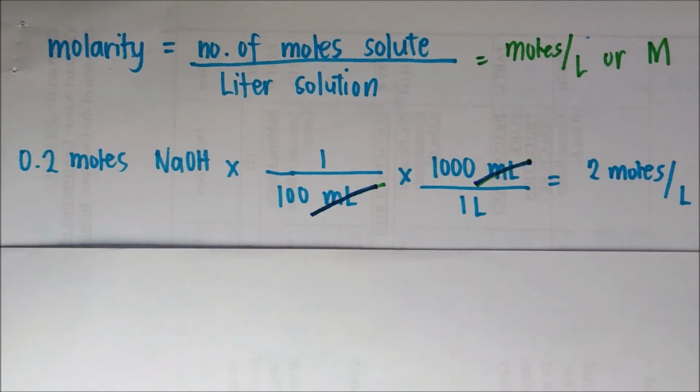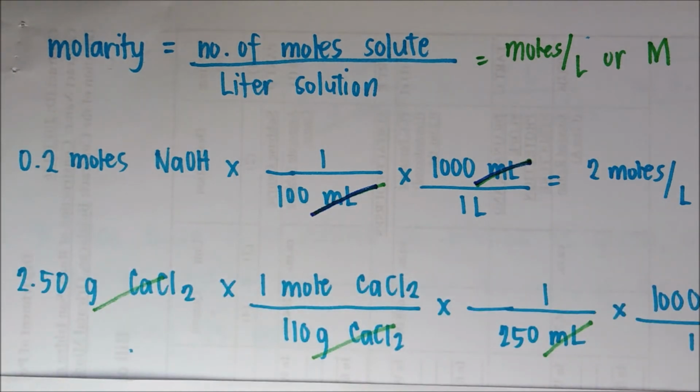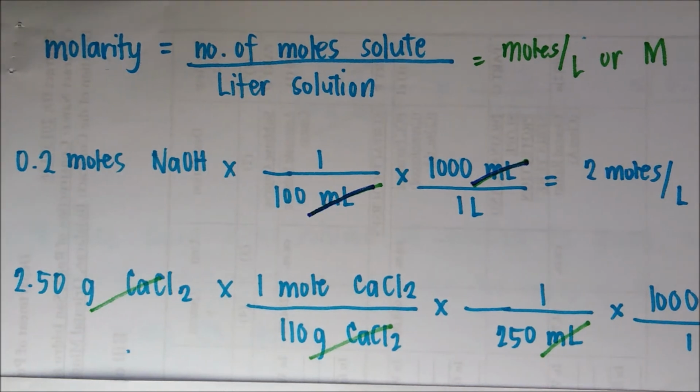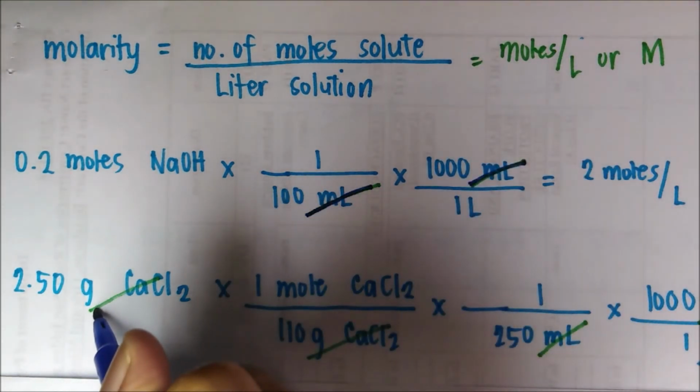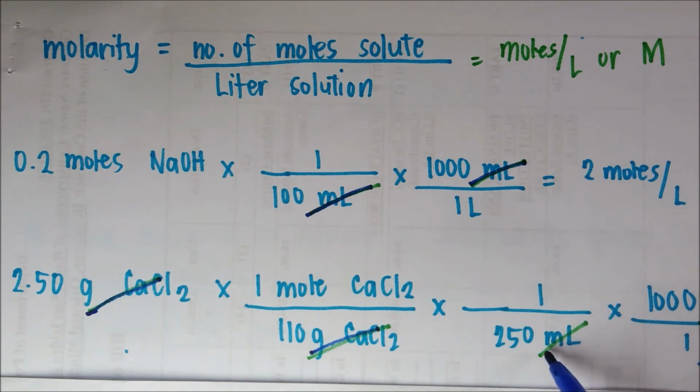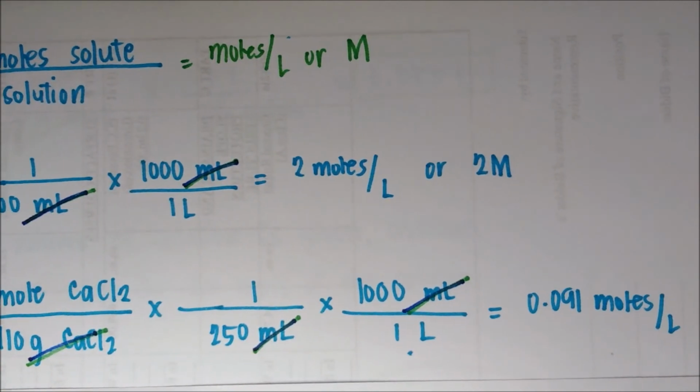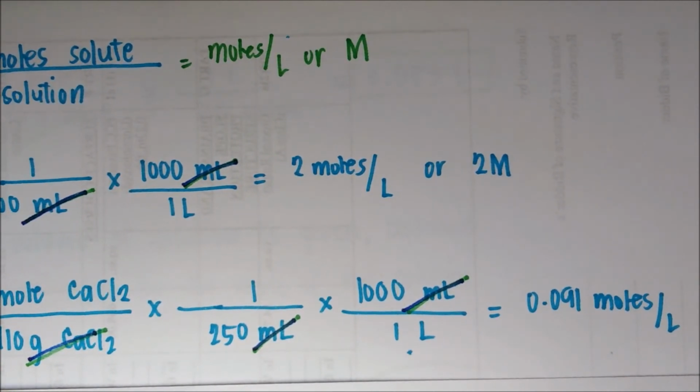Next we're given 2.5 grams calcium chloride in 250 milliliters solution. Again, we have a conversion. Since the mass of calcium chloride is given, we're going to use the molar mass to get the moles present in the calcium chloride. And again, we write your liter solution. We need to convert it again, so we multiply that by 1 liter over 1,000 milliliters. I cancel out the units: grams of calcium chloride, and then we remove milliliters. Our final answer would be 0.091 moles per liter.